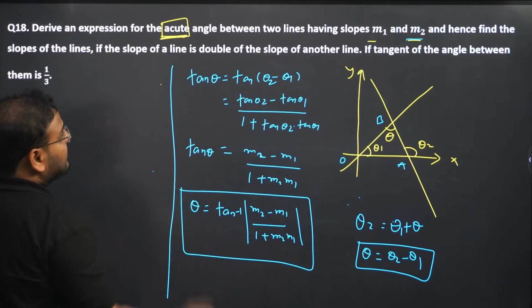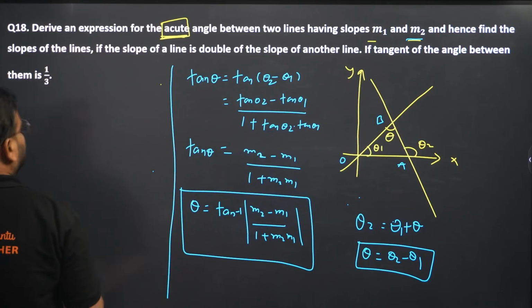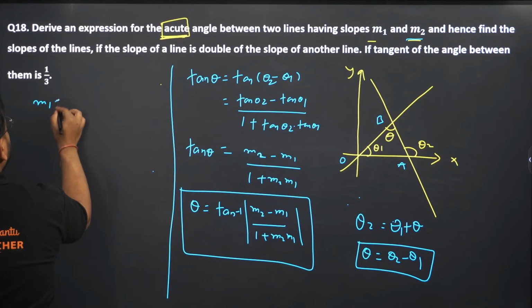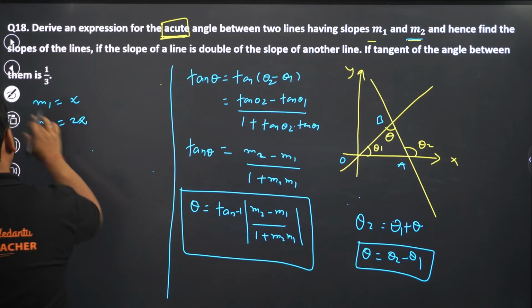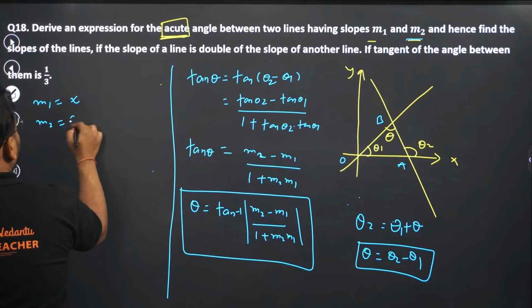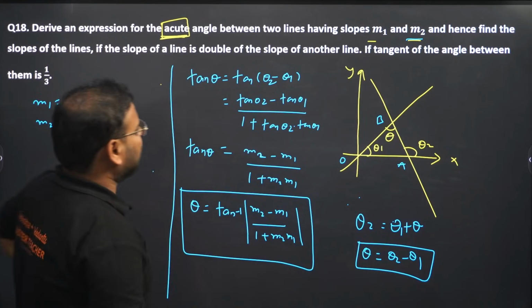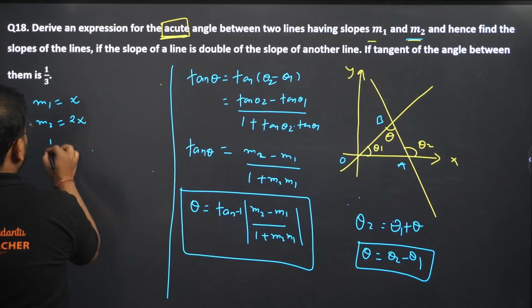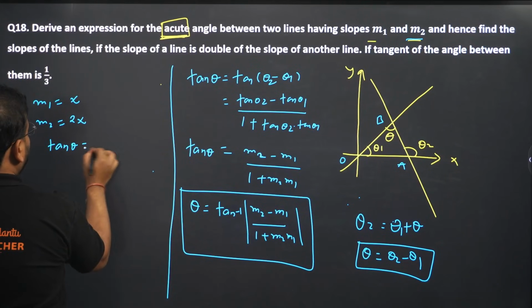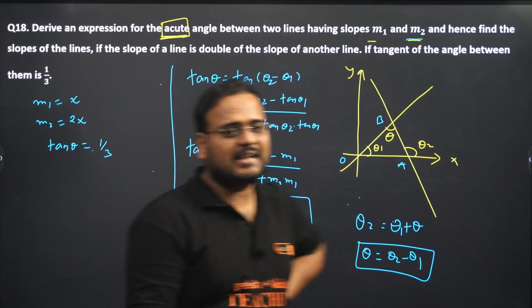Now they're saying that find the slope of lines. If the slope of a line is double the slope of another line, means if the first slope is, let's say, x, m2 is 2x. Second slope is 2x. First, okay, double slope, okay, fine. If the tangent between them is 1 by 3, means tan theta is also given as 1 by 3. Tangent means what? Of the angle. It means tan theta is given as 1 by 3.